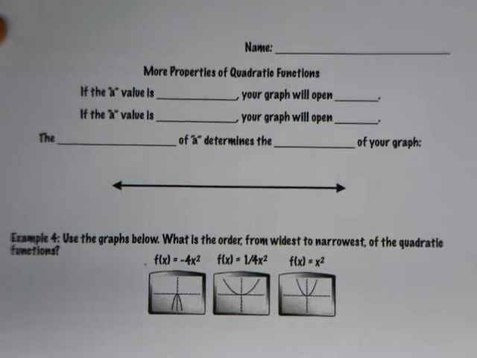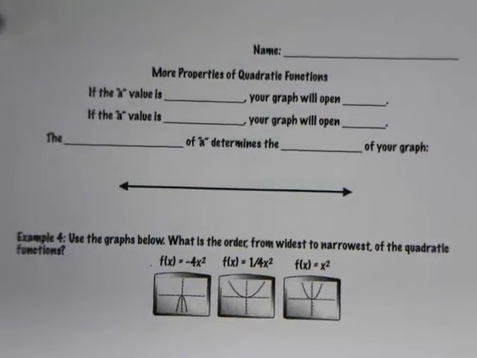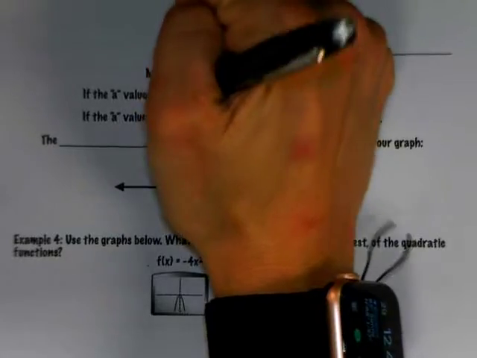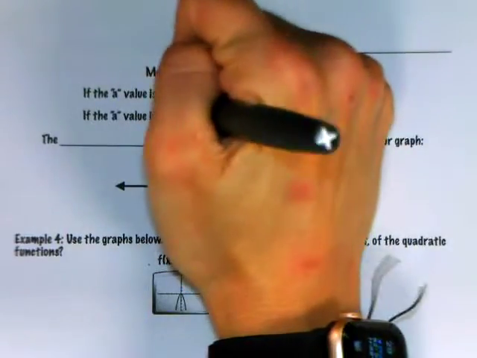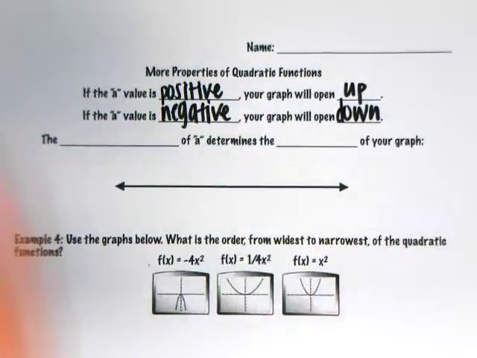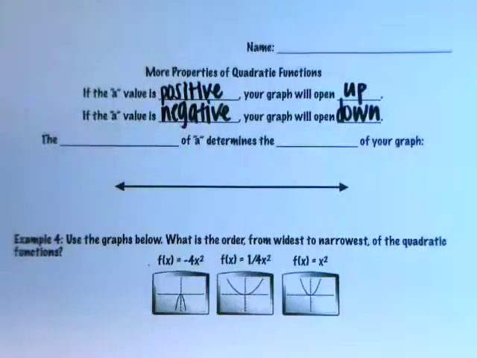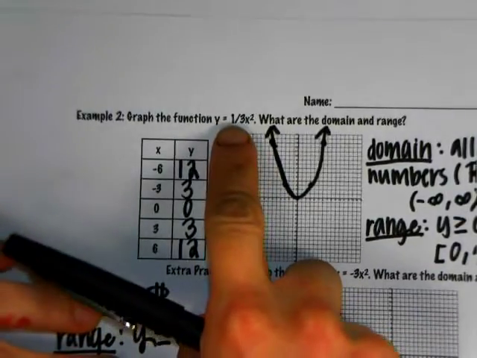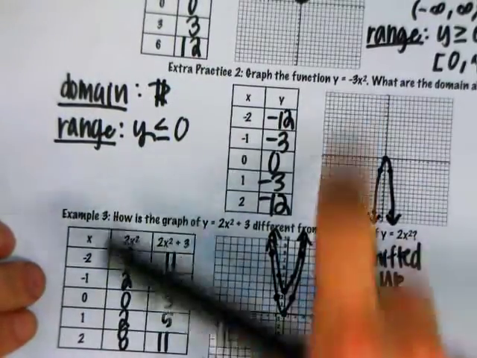All right, so now more properties of these. If the A value is positive, your graph will open up. And if the A value is negative, your graph will open down. Which one's the A value? What's the A in front of? The x squared. Yep. So if you look at your examples right here, see how the A is positive 1/3, and our graph opened up. And here our A was -3, so your graph opened down.